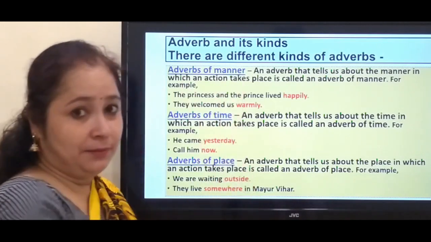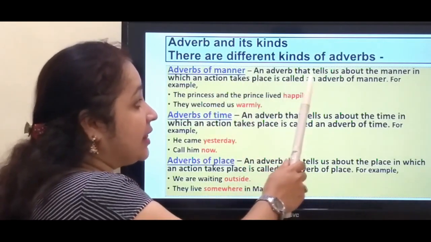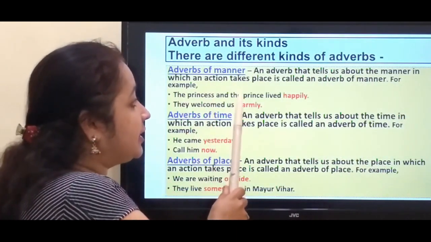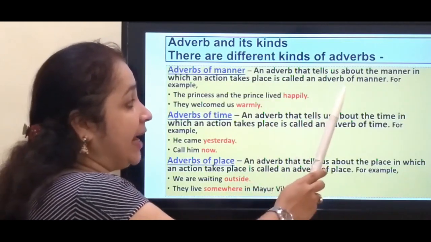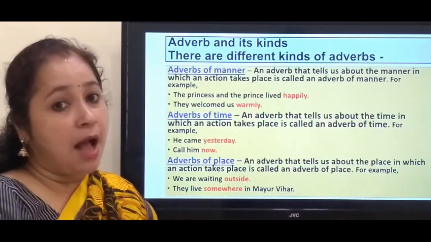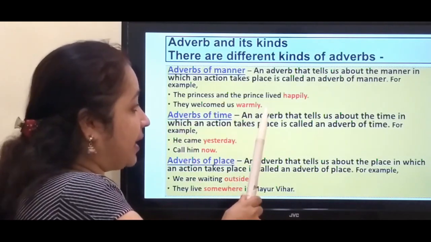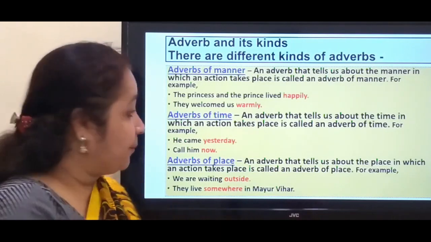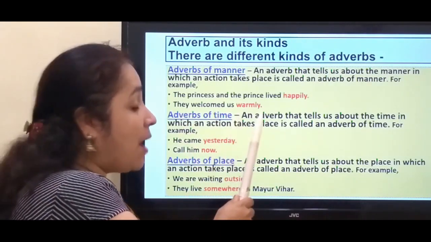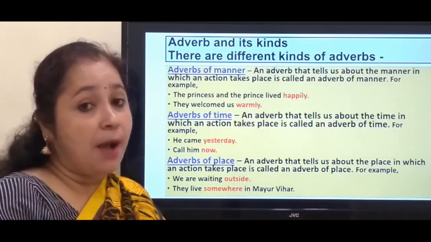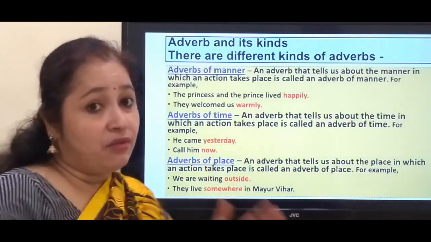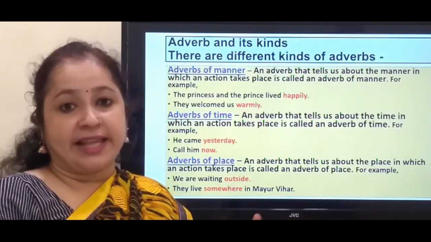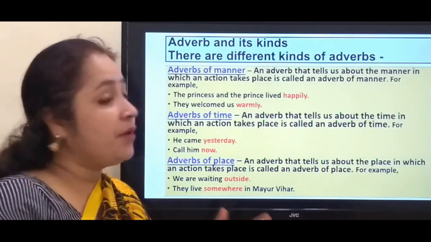Adverbs of manner. An adverb that tells us about the manner in which an action takes place is called an adverb of manner. For example, the princess and the prince lived happily. How did they live? They lived happily. They welcomed us warmly. How did they welcome? Warmly. So, happily and warmly are words that tell us about the manner. So, they are examples of adverbs of manner.